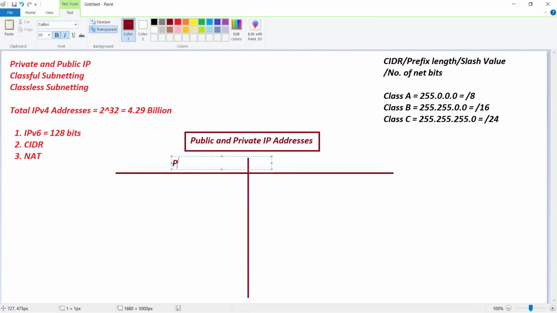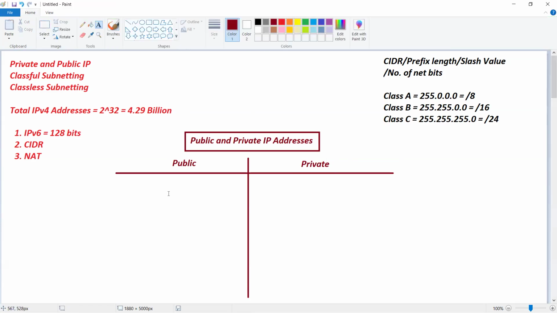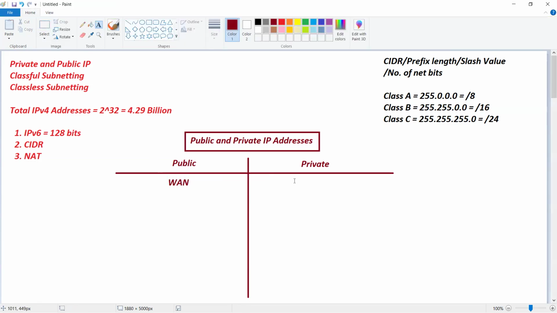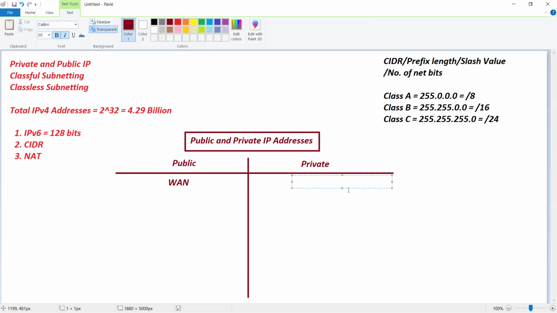One side will keep public, and on another side will keep private. Now your public addresses. First of all, your public addresses are used on one side, that means over your internet, and your private will be used in the LAN side, in your local network.